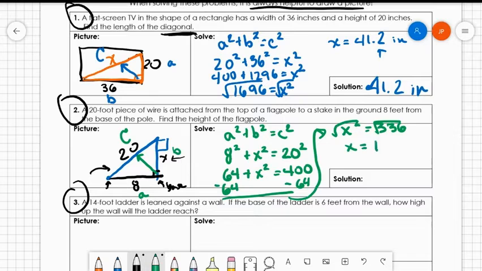And again, I'm going to have to round this one to the tenths place. When I do that, it's going to give me 18.3 feet. That's how tall my flagpole is.